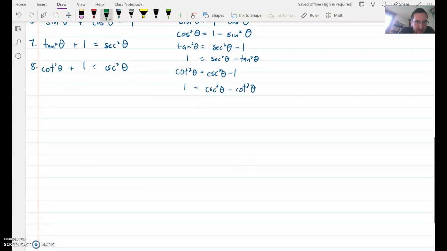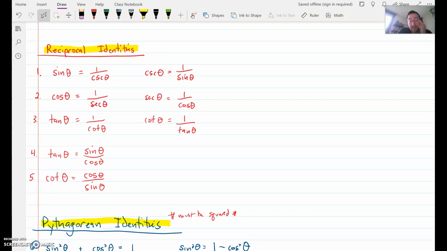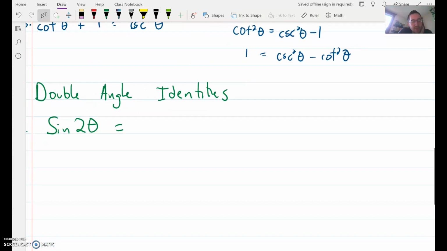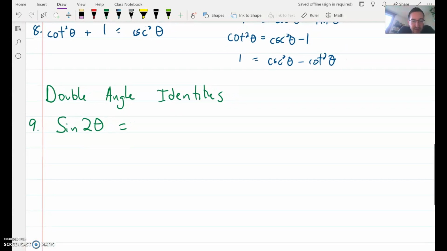This next set of identities, number 9 and 10, there's only 2 of them. These are called the double angle identities, and you'll see why they get their name here shortly. So number 9 is sine of 2 theta. Did I use x or theta? No, I've been using theta on these. Okay, I'll stay consistent. So sine of theta is up top. This is sine of 2 theta. It's a double angle. The angle is doubled. And sine of 2 theta is actually the exact same thing as 2 sine cosine.